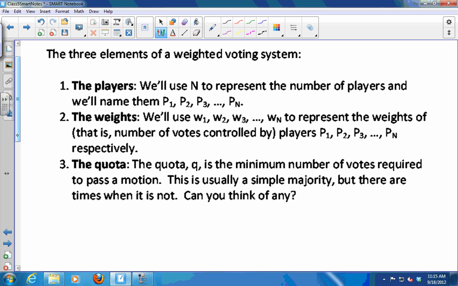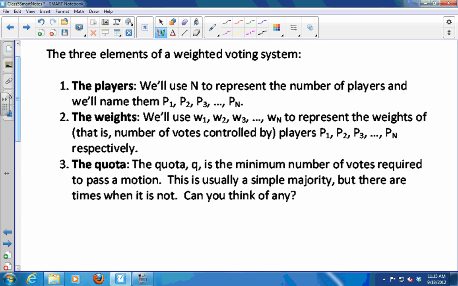Okay, so these are the three elements of a weighted voting system. We have players, and we're going to use subscripts to denote the different players: player 1, player 2, player 3, up to player n. We're going to have n players. And the weights, we'll use W1, W2, W3, up to Wn. They represent the number of votes controlled by each of the players, player 1, player 2, player 3, respectively.